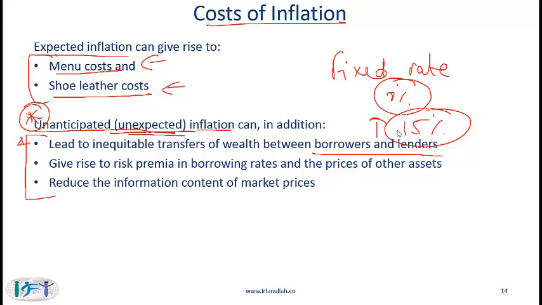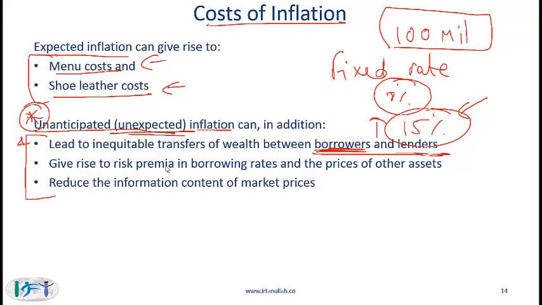Then the amount that the government will repay in nominal terms is still the same. So if the government borrowed 100 million, the government will simply repay 100 million. But because of this higher than expected inflation, in real terms, investors will lose out. So in a sense, there is an inequitable transfer of wealth between the borrowers and the lenders. In this particular example, the borrower ended up doing well at the expense of the lender.